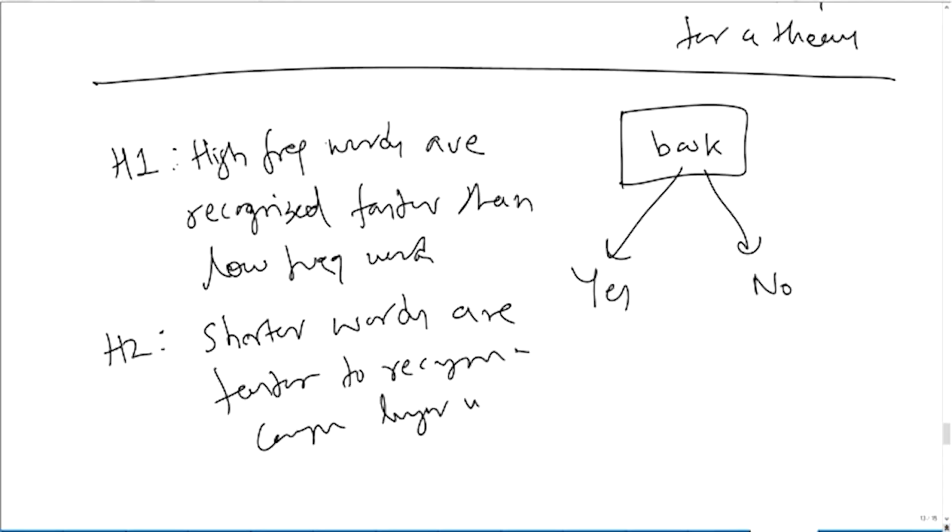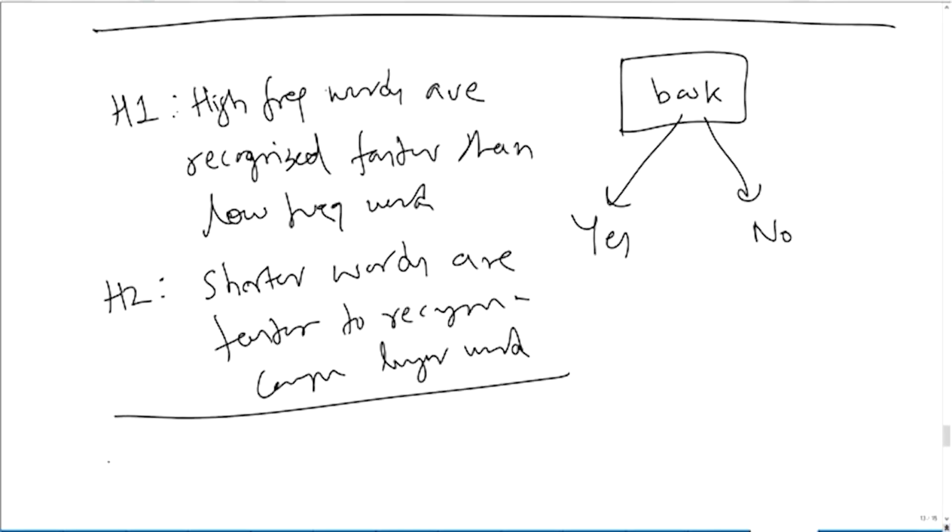Now, this is another reasonable hypothesis, because it could be the case that for longer words you will need to encode a lot of unique phonetic sounds in your memory, and you also might need to do integrations, right? So shorter words that way would be faster to recognize. So that's another hypothesis: shorter words are faster to recognize compared to longer words. Okay, now this makes sense.